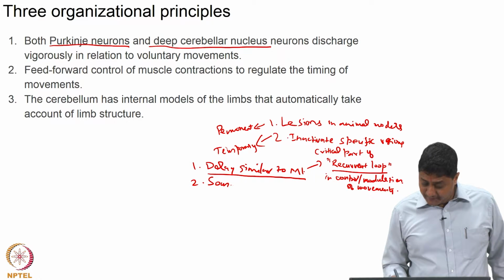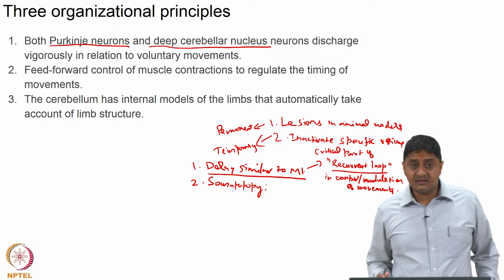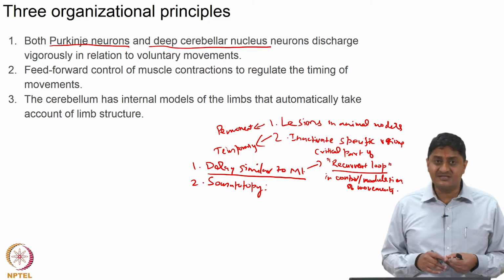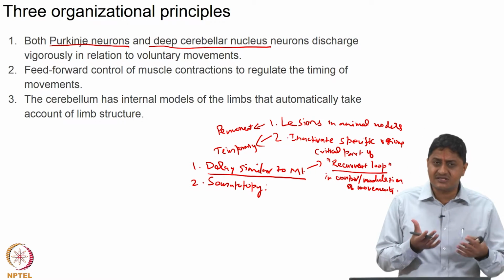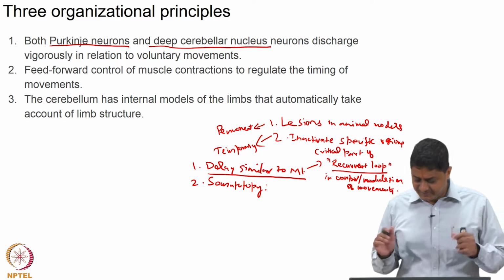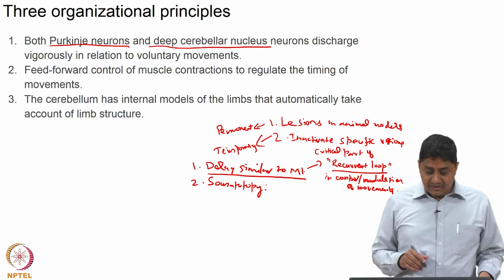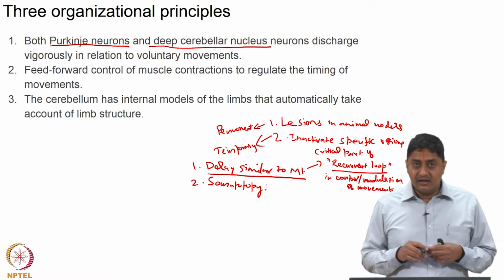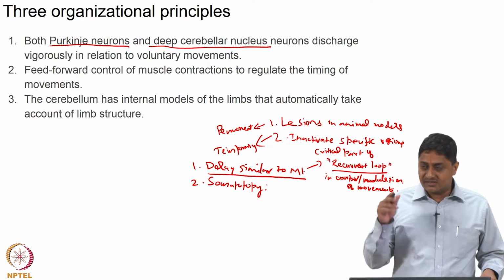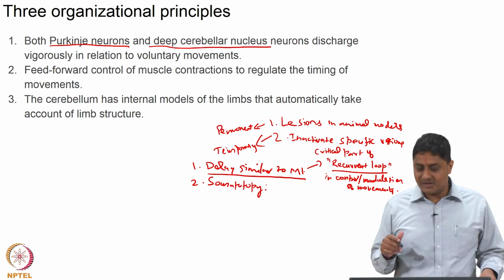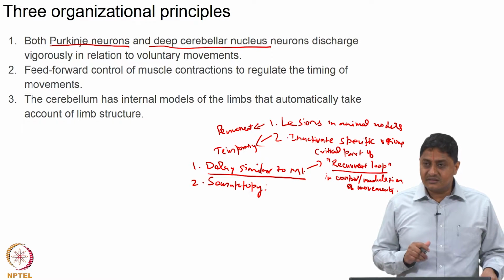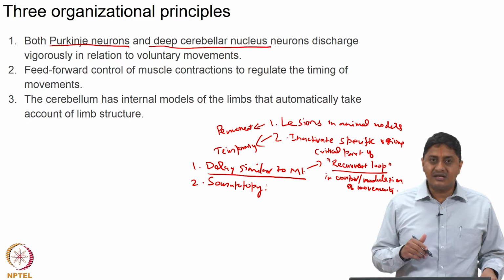Two is somatotopy. We have seen this earlier that there is somatotopy in the primary motor cortex. We have discussed this, this is the Penfield's map, we have discussed in great detail to what extent the primary motor cortex is somatotopic, etc. It turns out that the deep cerebellar nuclei are also somatotopic, but slightly different from that. The anterior parts contain the tail and the posterior parts contain the head, in other words it is upside down, right. And also the medial regions contain the limbs and the lateral regions contain the trunk.